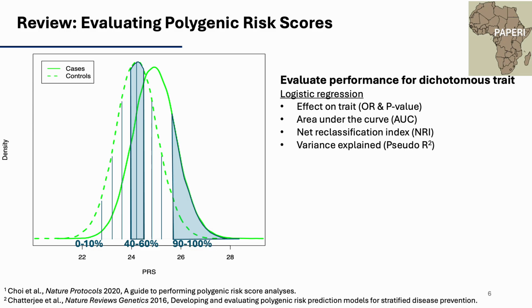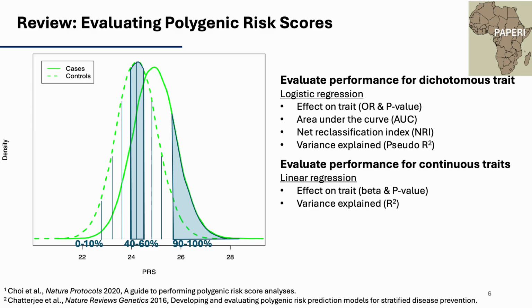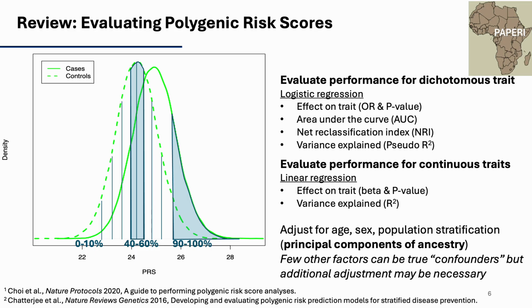the pseudo R-square. If you have a continuous outcome, then you can use linear regression, and again, you would look at the effect on the trait, looking at the beta and p-value, and then you can look at variance explained, or the R-square. In all of these analyses, we adjust for age, sex, and population stratification measured by principal components of ancestry.